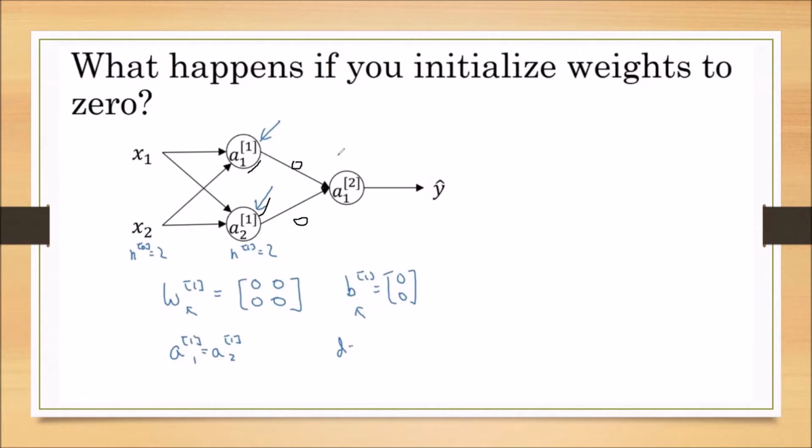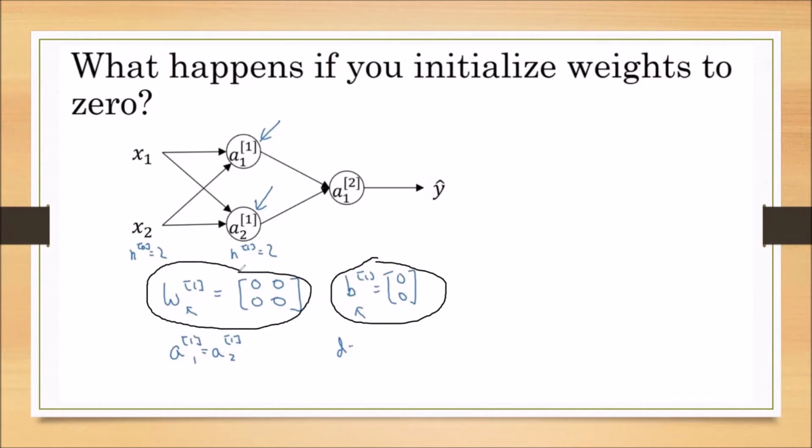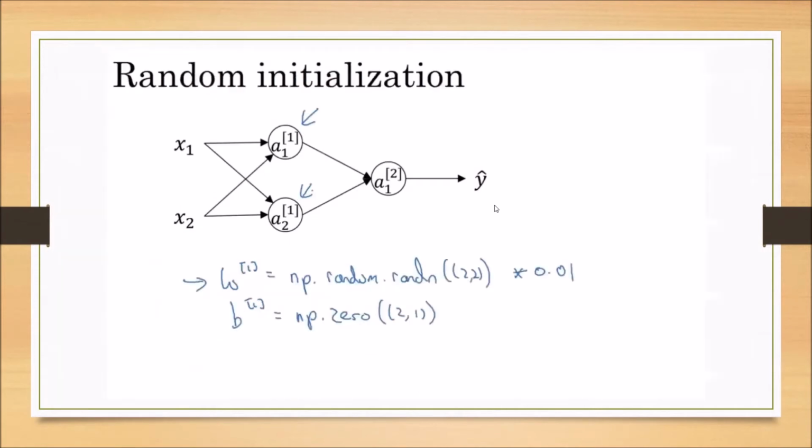Whenever we are initializing the parameters of the neural network, we should take care that the parameters are initialized with very small values. Even if we initialize b with 0, there is no problem, but we have to make sure that the W matrix is not initialized with zeros. And why we want to initialize with some small values, we will discuss.